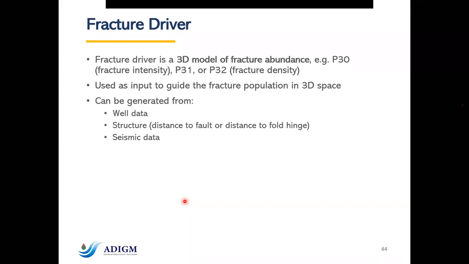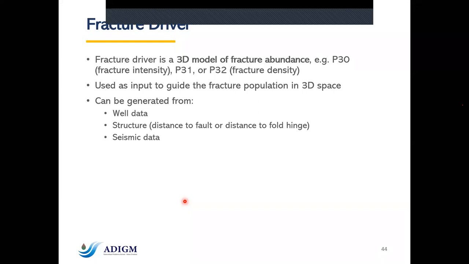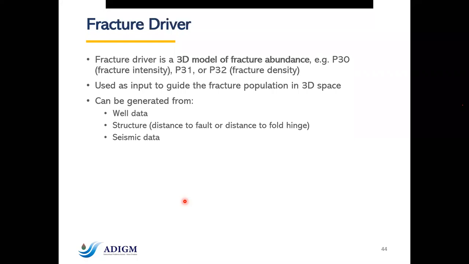So the fracture driver is actually the 3D model of fracture abundance. Once we get the P32 in the 3D grid, now it becomes a fracture driver. The fracture driver is our secondary property. It is our constraint in modeling the DFN in space.